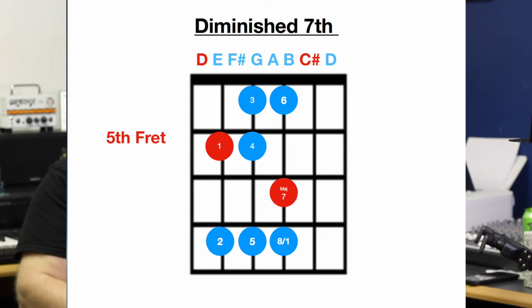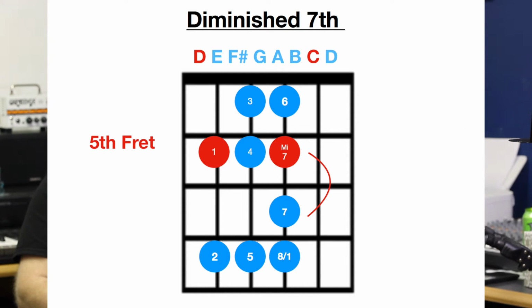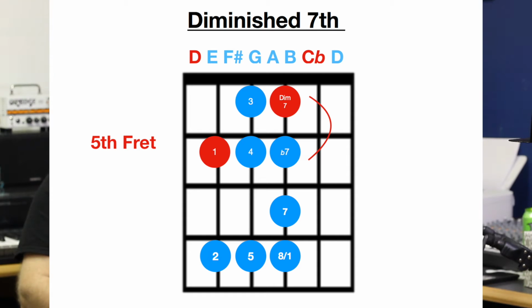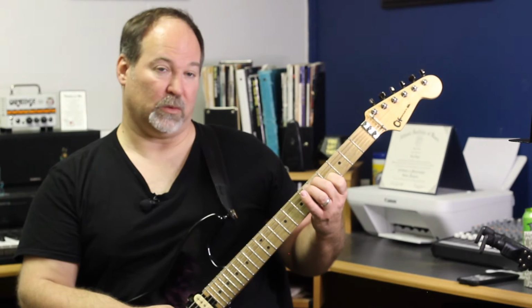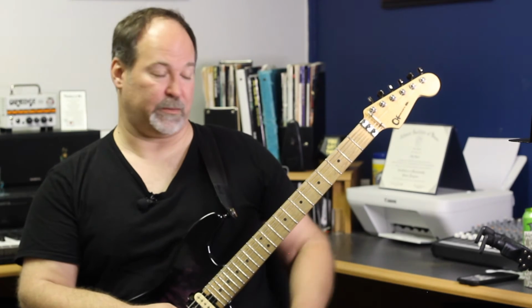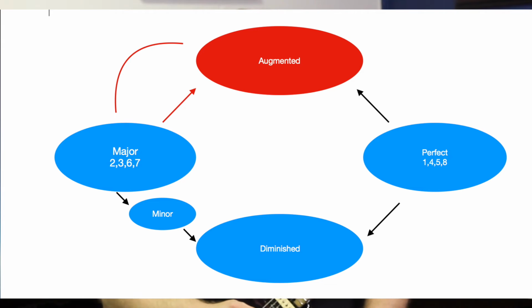We lower that once, it becomes a minor seventh. We lower it again, it becomes a diminished seventh. All right? So that has its purpose. When we get to seventh chords and we talk about that, this will make a little more sense. If we raise a major interval, it becomes augmented.